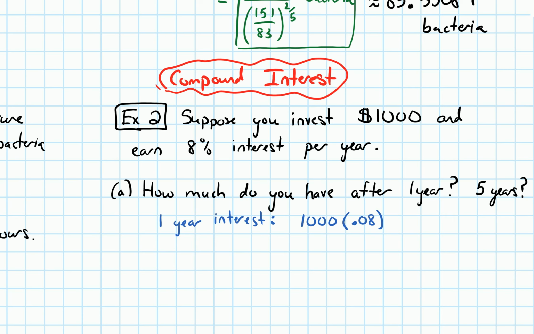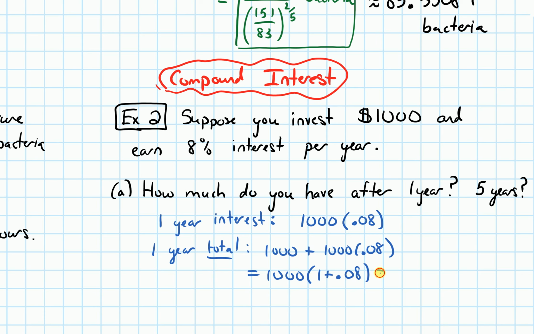So now that we know the interest for 1 year, what would the 1 year total be? What would the total amount of money that we have after 1 year be? Well, we do also have the initial 1,000, and let's add to that how much money we make in interest. So 1,000 plus 1,000 times 0.08. And we can factor a 1,000 out of both of these terms and get 1,000 times 1 plus 0.08, because when you factor a 1,000 out of the first term, there will be 1 left over. So we can simplify. We get 1,000, and then 1 added to 0.08 is 1.08. So we end up with the initial amount times 1.08. And if you multiply that, we will get $1,080. Okay, so that's how much we have after 1 year.